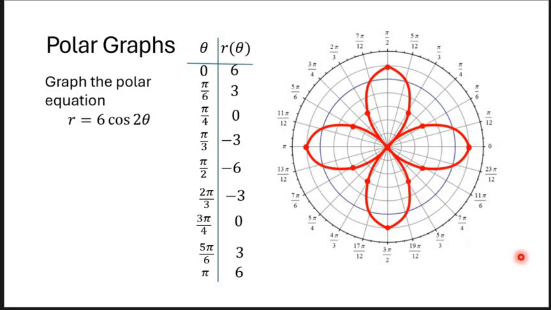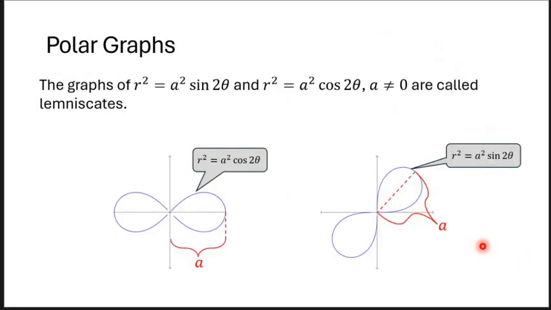All right, last kind of graph I want to look at is the graph of a lemniscate. The graphs of r squared, so that's different, equals a squared times the sine of 2 theta, and r squared equals a squared times the cosine of 2 theta, where a is not equal to 0, are called lemniscates. And we have here 2 of them. And you'll notice once again that the maximum displacement is still the value of a, even though it's a squared that shows up in the equation.